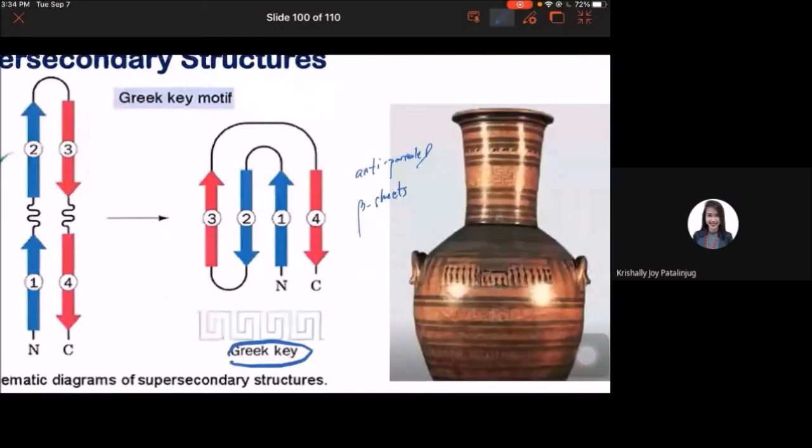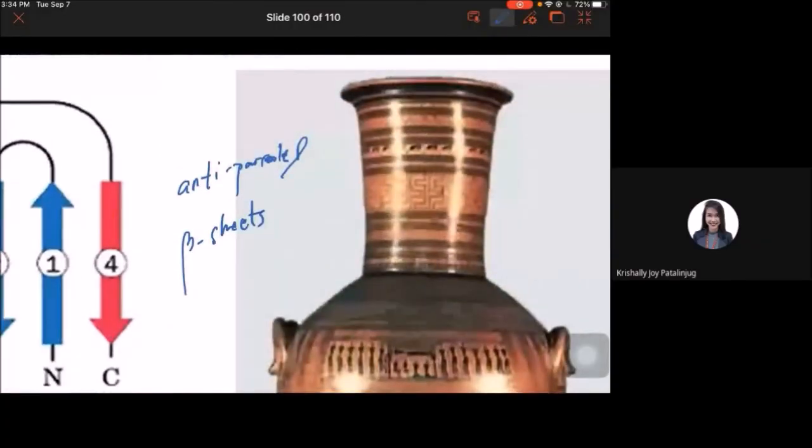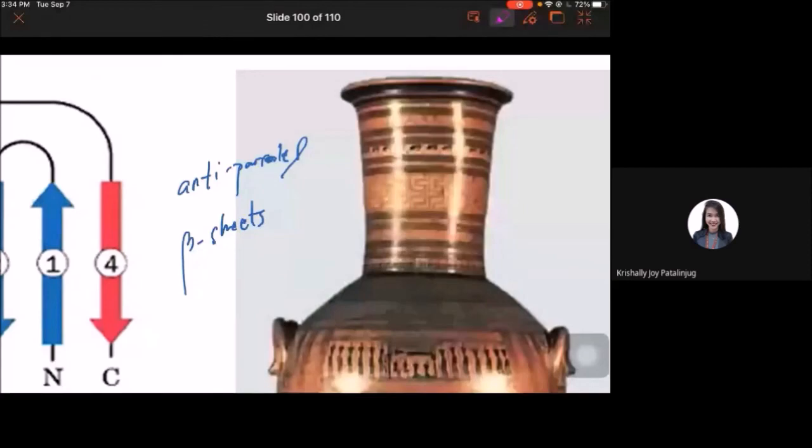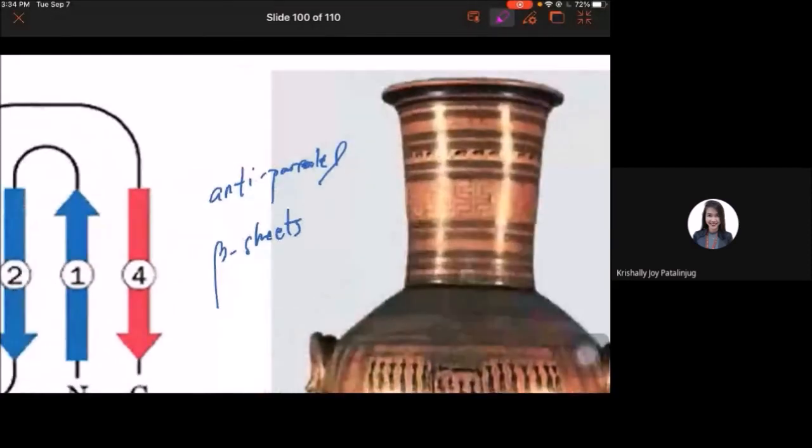So for the chemists, they related the structure, the feature of the strand itself, to the Greek key art. Okay, Greek key art. So that is the Greek key art. If you are more curious, you can search more.